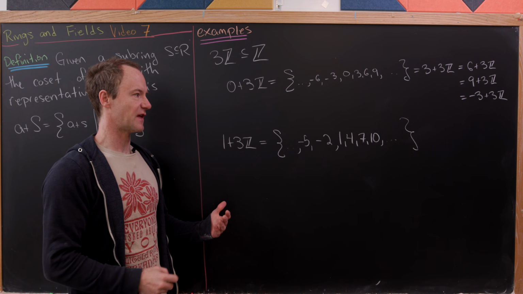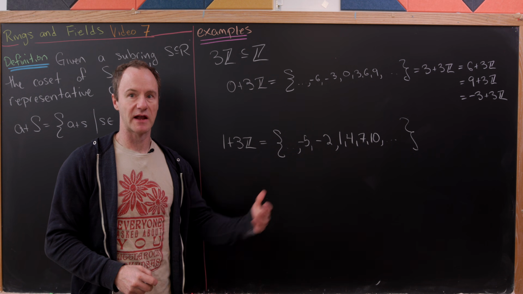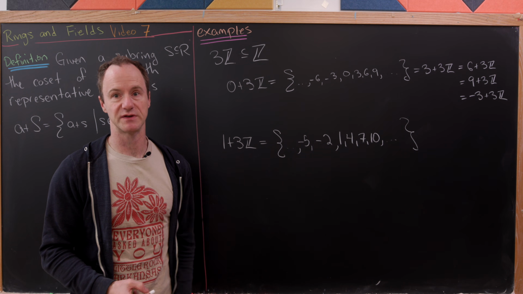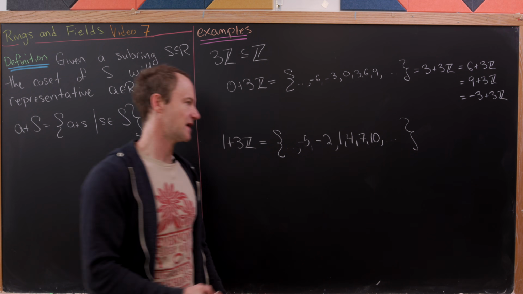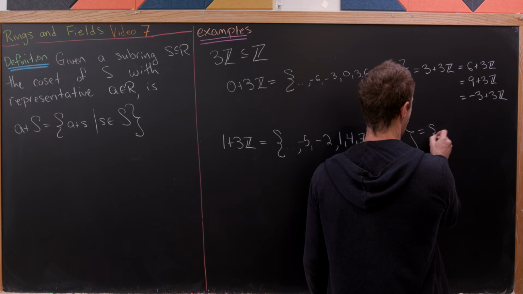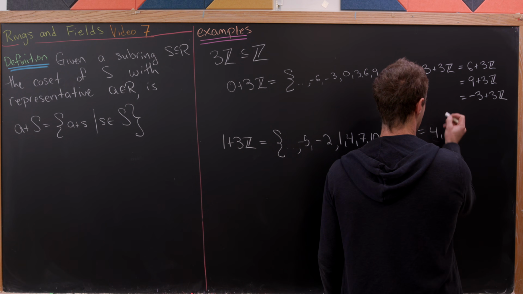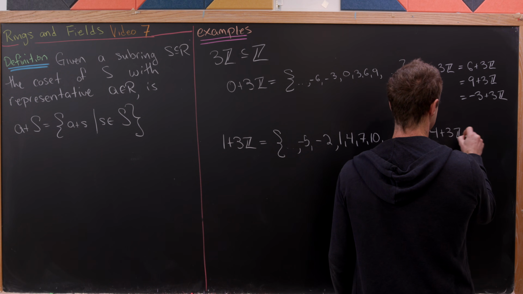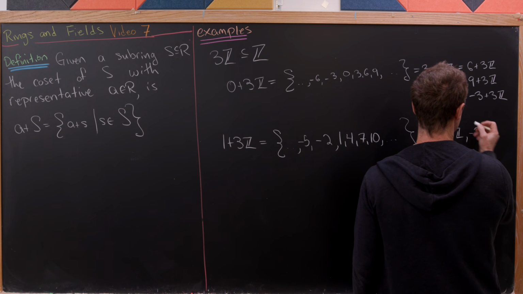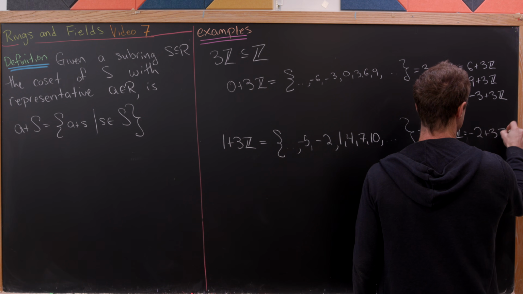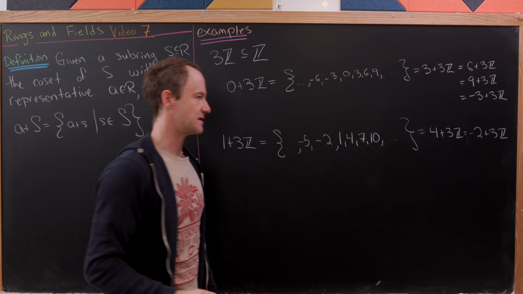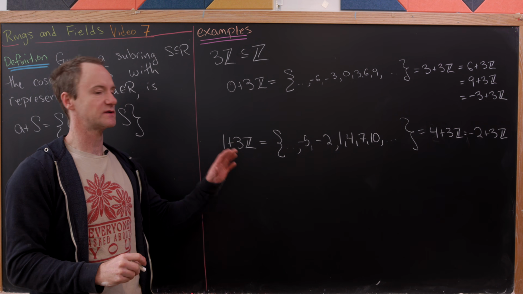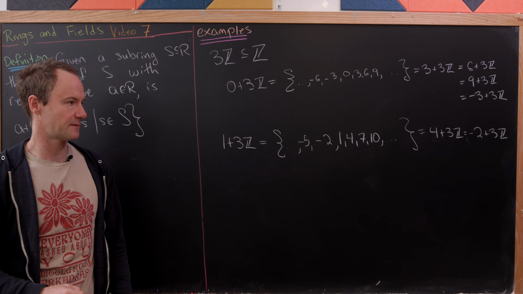But now let's observe that there are cosets that are equal to this with different representatives as well. I guess they're the same coset, but this is going to be the same thing as 4 plus 3Z and negative 2 plus 3Z. So that's the same coset, but with a different representative.